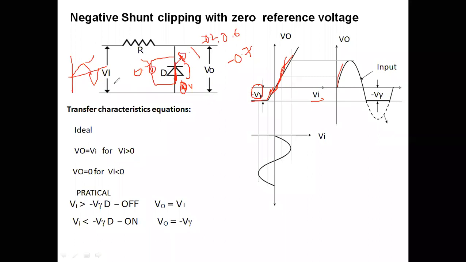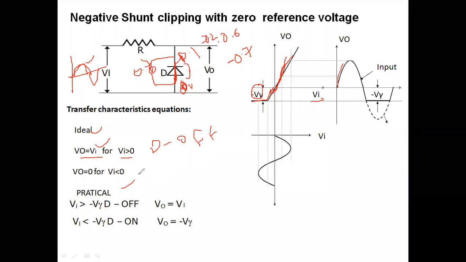This is regarding the characteristics, that means the transfer characteristics. Here you can observe the ideal case and the practical case. Ideal case means there won't be any cut-in voltage. When the input voltage is greater than zero, that means in the positive cycle, the diode will be in the off state. When the diode is off, whatever the input is, that will appear at the output terminal. Therefore, output equals input.